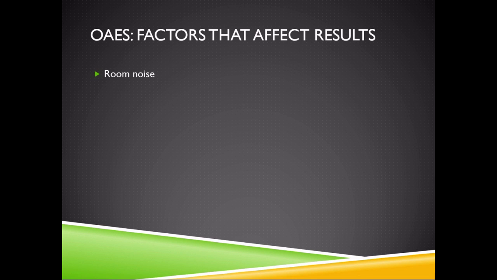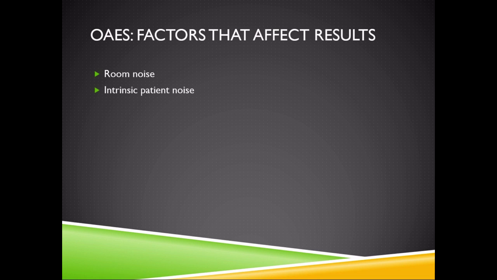There are some things that you have to keep in mind that are going to affect OAE results, in addition to middle ear status and outer ear status. The noise floor is one of them. If there's a lot of background noise in the room, the main result that we're looking at is the signal-to-noise ratio, the difference between the otoacoustic emission and the noise floor. So anything that makes the noise floor louder, like extra background noise in the room, is going to be problematic.